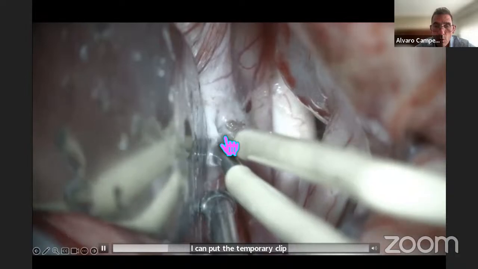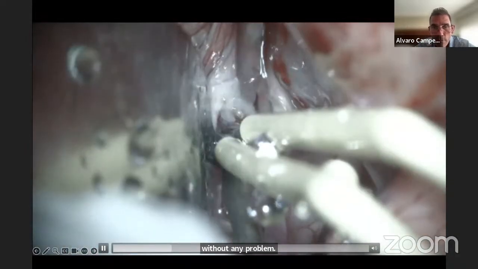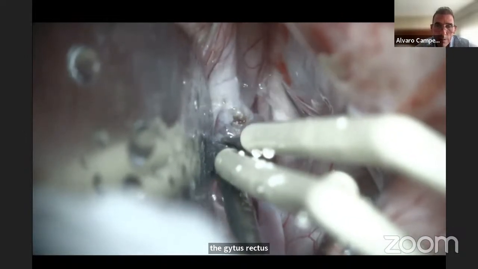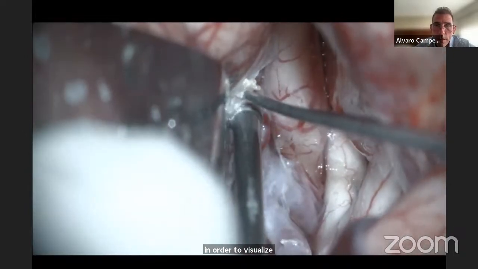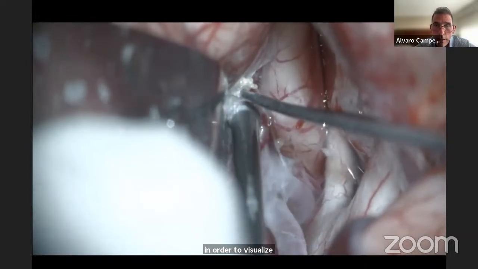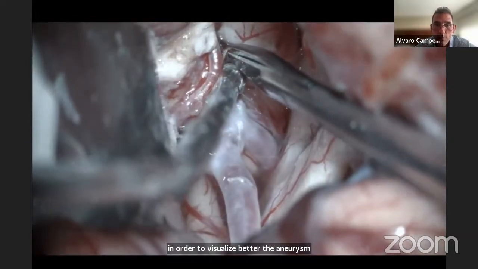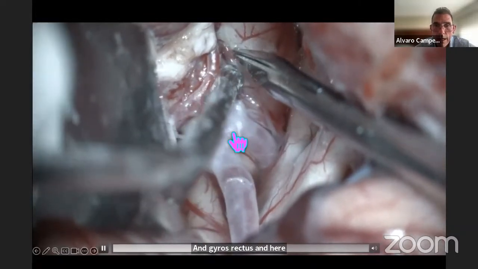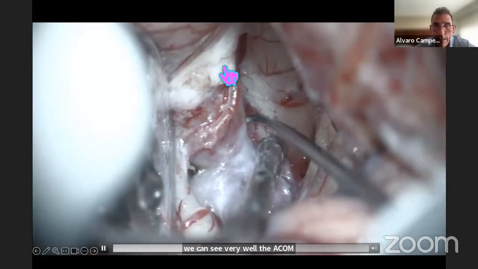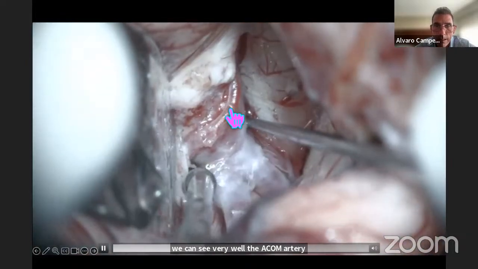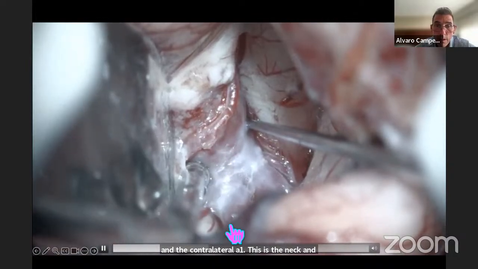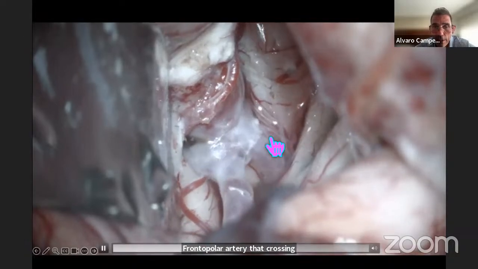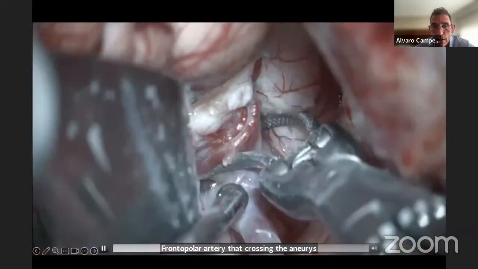Now I am going to remove a little bit of the gyrus rectus in order to visualize the aneurysm better. I am sucking the gyrus rectus, and here we can see very well the ACom artery and the contralateral A1. This is the neck, and at the neck, one artery, probably the frontopolar artery, is crossing the aneurysm, but the contralateral recurrent artery of Heubner.